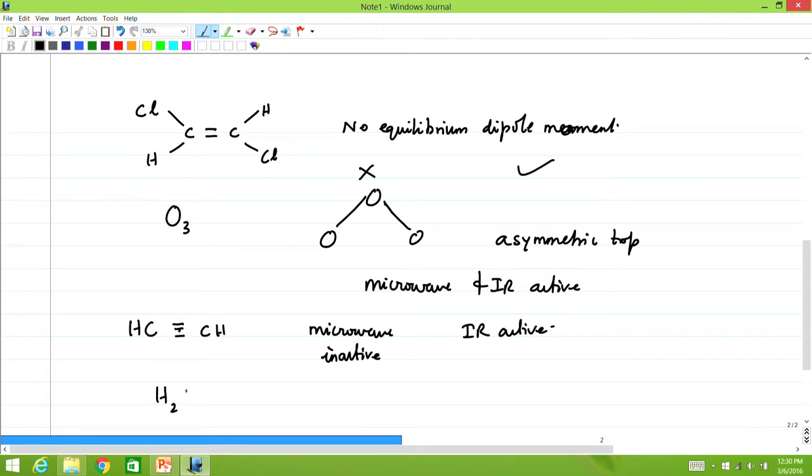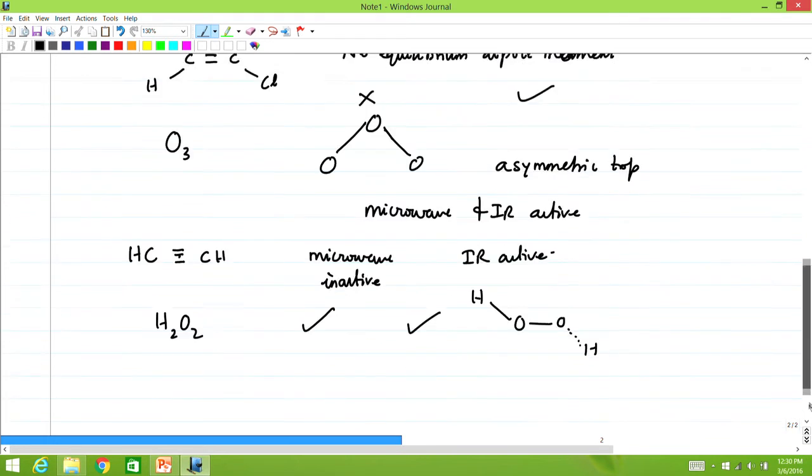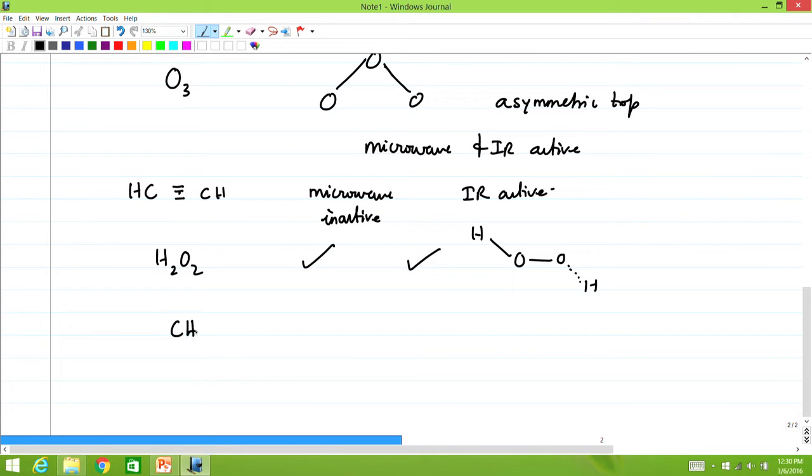Hydrogen peroxide is a non-planar structure, bending structure. And therefore, it has a dipole moment, therefore it is microwave active and IR active. And the last is propyne, CH3, C triple bond CH. So, this has the asymmetric group CH3 here, therefore it is both microwave active and IR active.